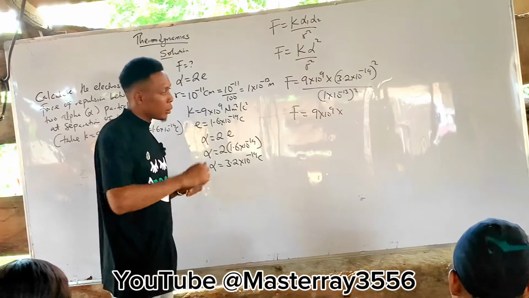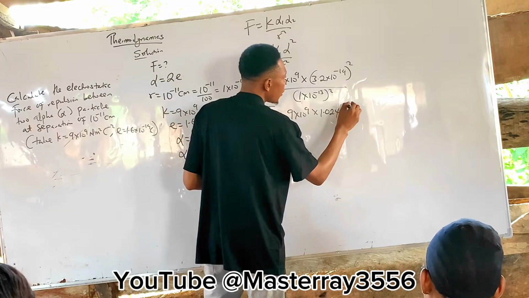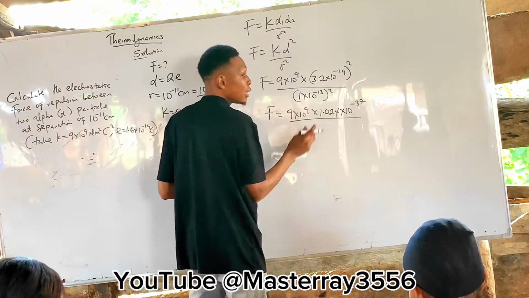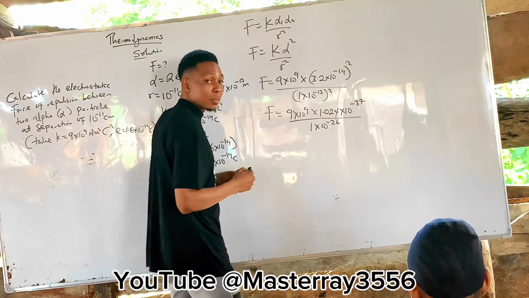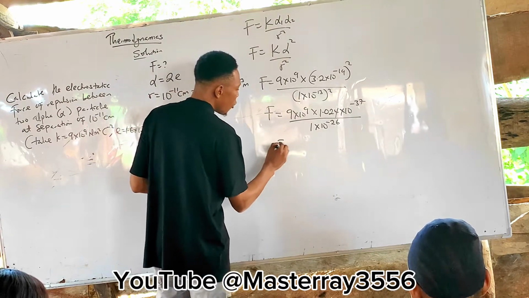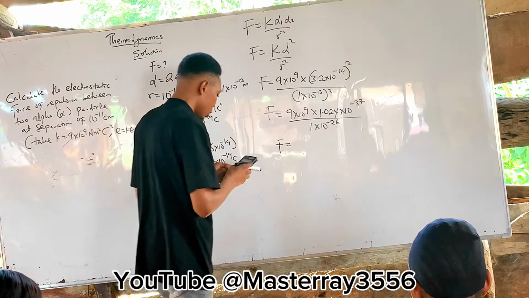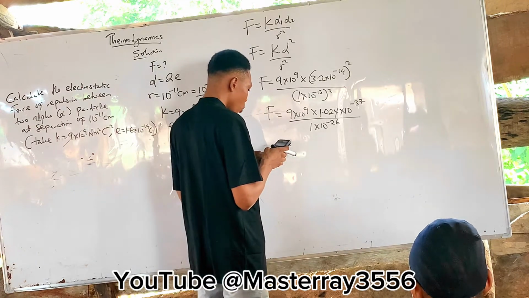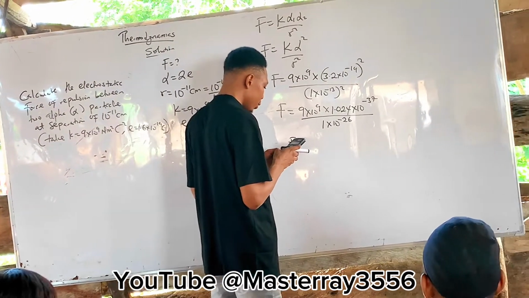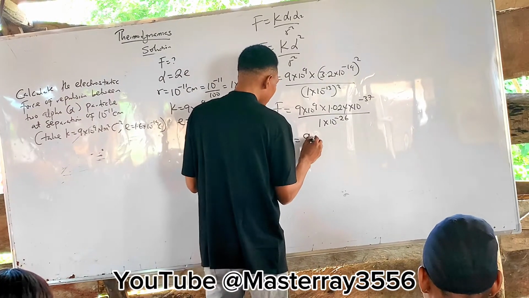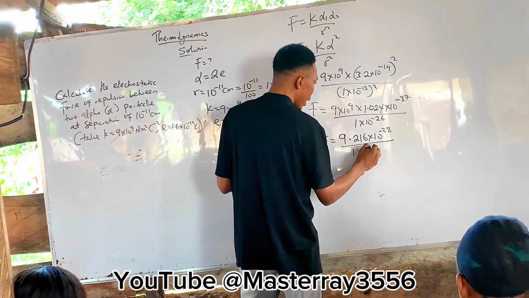So force will be equals to 9 times 10 raised to power 9 times the square of this. What do we have? 1.024 times 10 to power minus 37, then all over this squared, 1 times 10 raised to power minus 26. Isn't it? Please confirm. So our force will be equal to, multiply the numerator: 9 times 10 raised to power 9 times 1.024 times 10 raised to power minus 37. So we have 9.216 times 10 raised to power minus 28, then all over 1 times 10 raised to power minus 26.